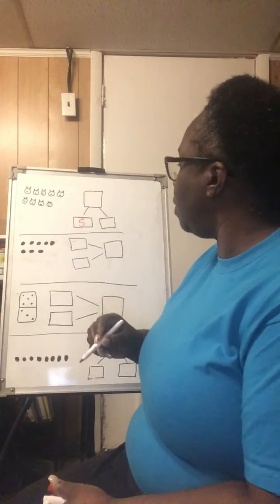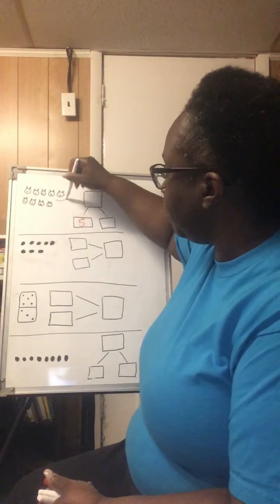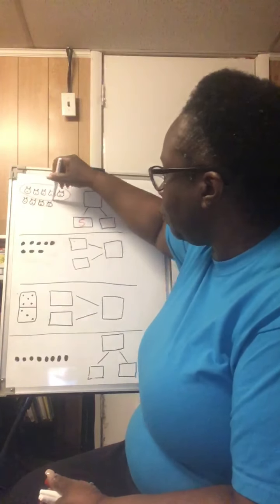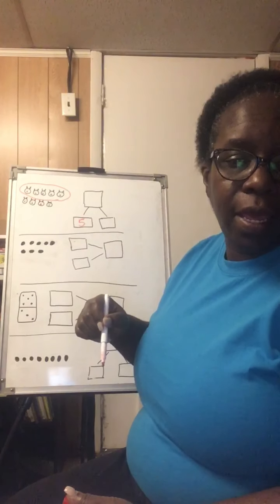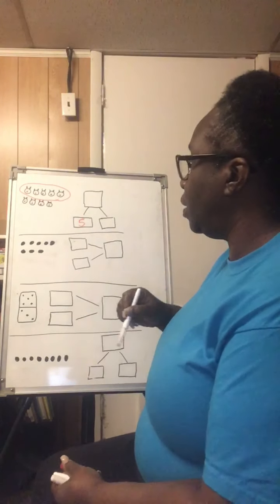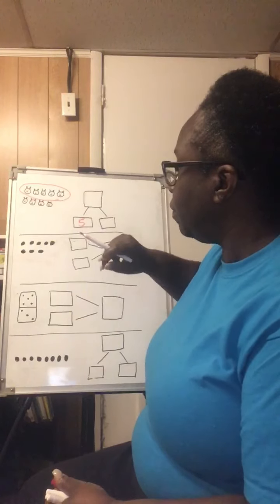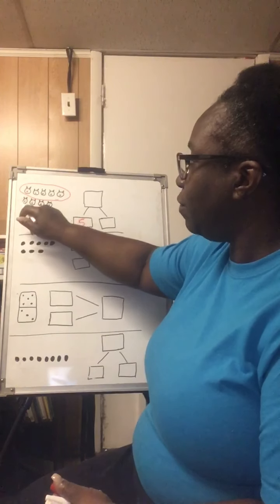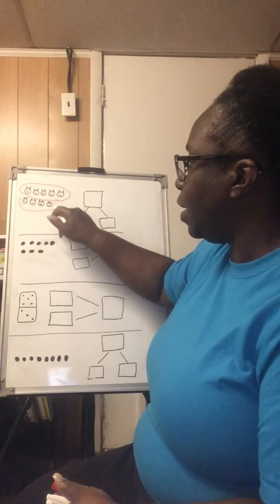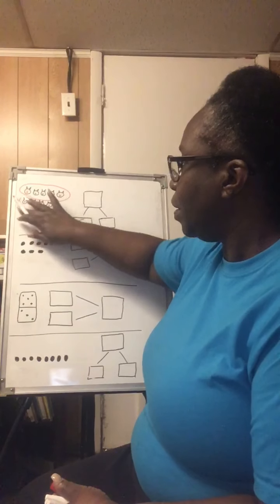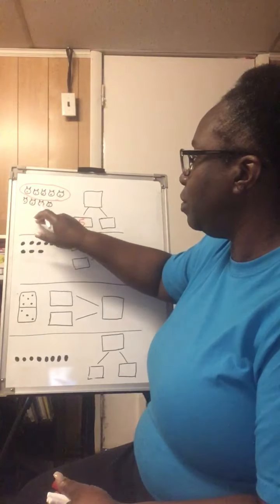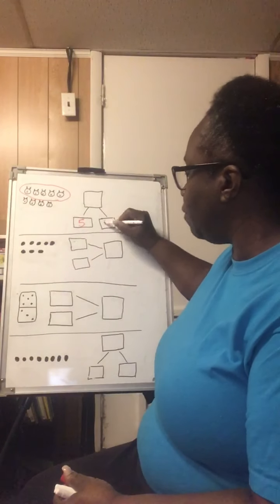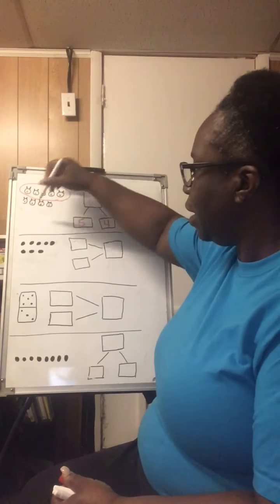So the problem says circle 5. We circle 5. 1, 2, 3, 4, 5. And make a number bond. So we have 5. How many do we have left right here? How many do we have down here? Okay. So how many is right here at the bottom? 1, 2, 3, 4. So we have 4, 5, and 4.